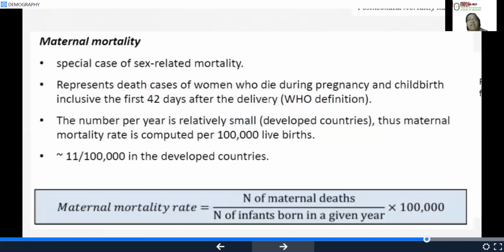Another indicator would be your maternal mortality. So this is a special case of sex-related mortality, and this would represent death cases of women who died during pregnancy and childbirth, inclusive of the first 42 days after the delivery. So the number per year is relatively small in developed countries, thus maternal mortality rate is computed per 100,000 live births. So maternal mortality is computed as number of maternal deaths over number of infants born in a given year times 100,000.